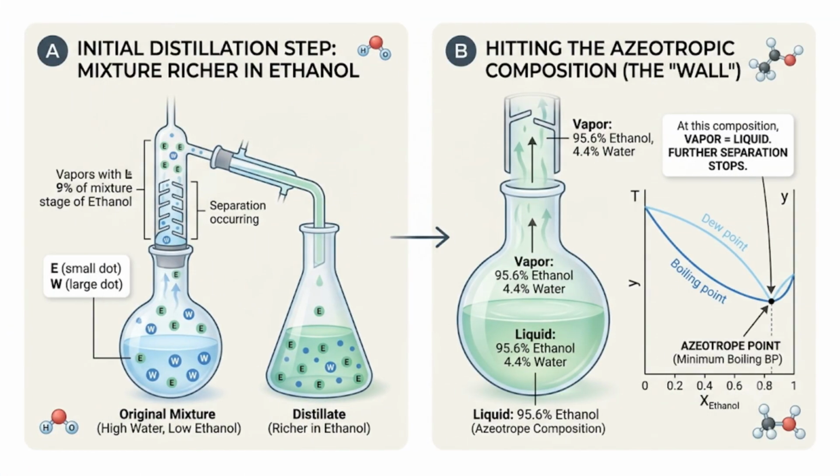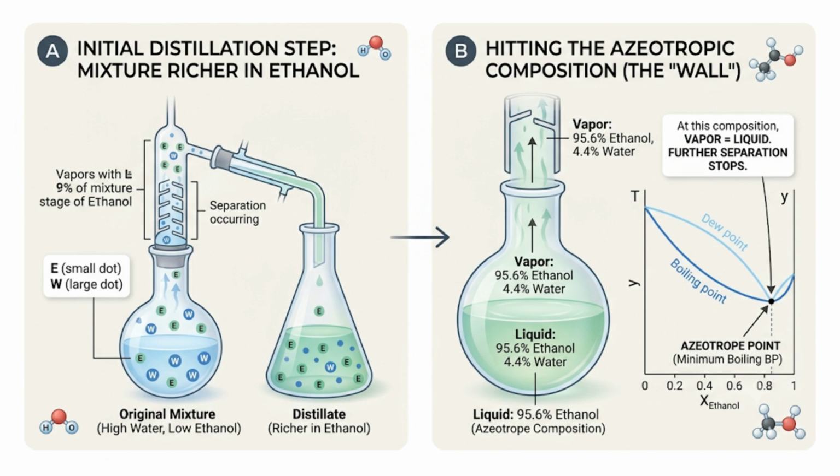Imagine we have a mixture that is mostly water, and we want to purify the small amount of ethanol inside it using fractional distillation. In an ideal world, we would just keep boiling the liquid. Normally, ethanol, which boils at 78.37 degrees Celsius, turns into vapor much more readily than water, which boils at 100 degrees Celsius. When you start the process, shown here in panel A, the vapor that rises will always have a higher percentage of alcohol than the liquid left behind.